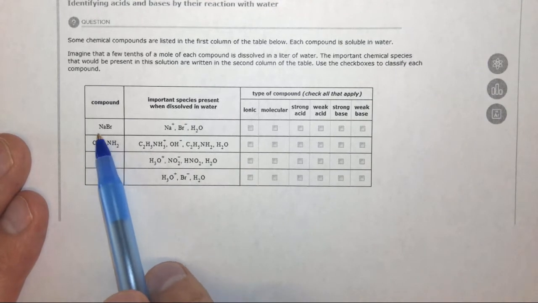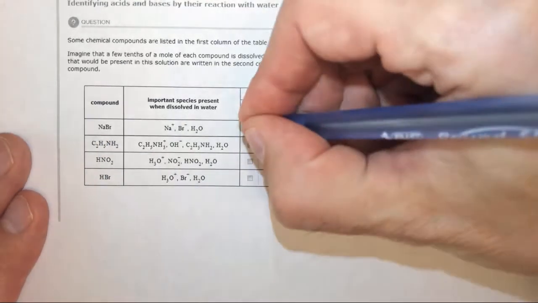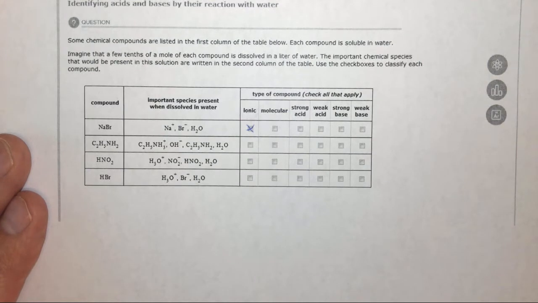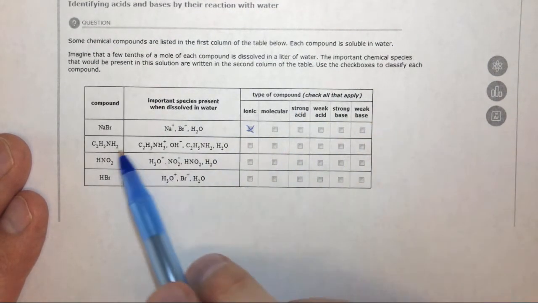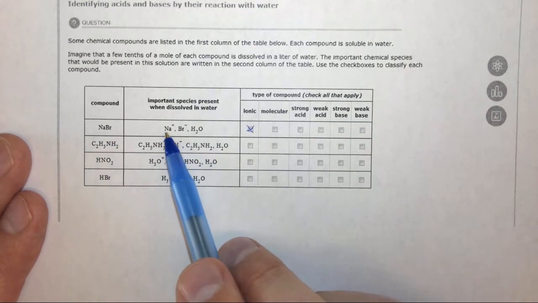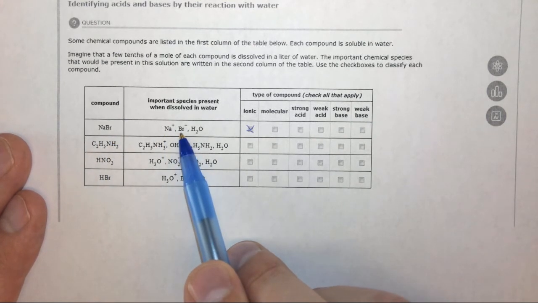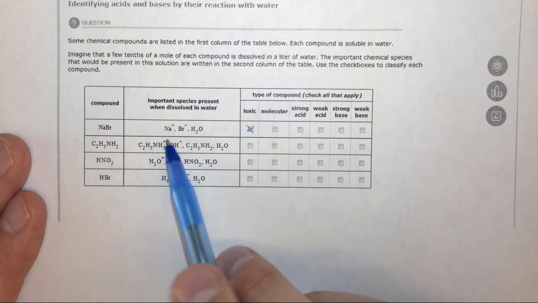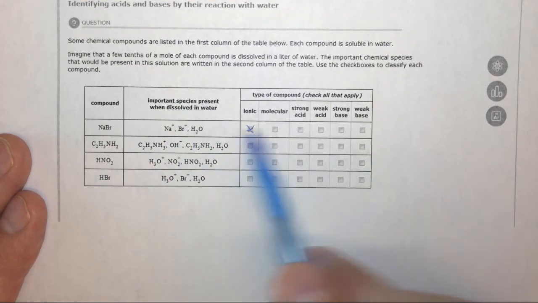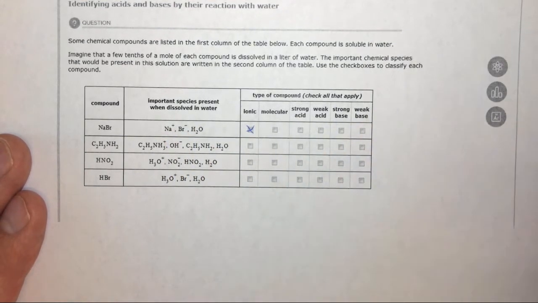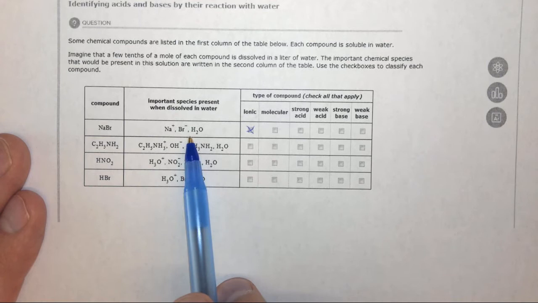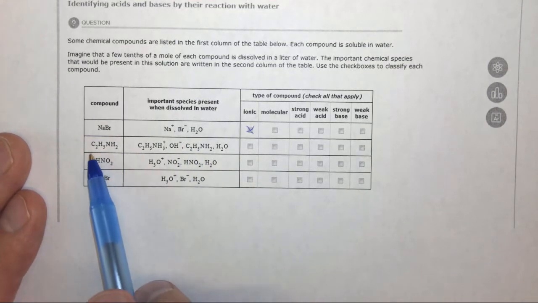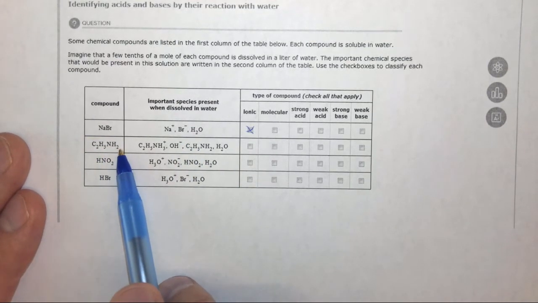So let's look at the first one. We have NaBr. That's clearly an ionic compound. It contains a metal and a nonmetal. So that part is easy. How about its acid or base properties? Well, NaBr is a salt. You get Na+ and Br-. There's no proton transfers here, so you have Na+, Br-, and water. So it is not any of these things. It's not an acid or a base. Remember that acids donate protons, and bases accept them. NaBr does neither.